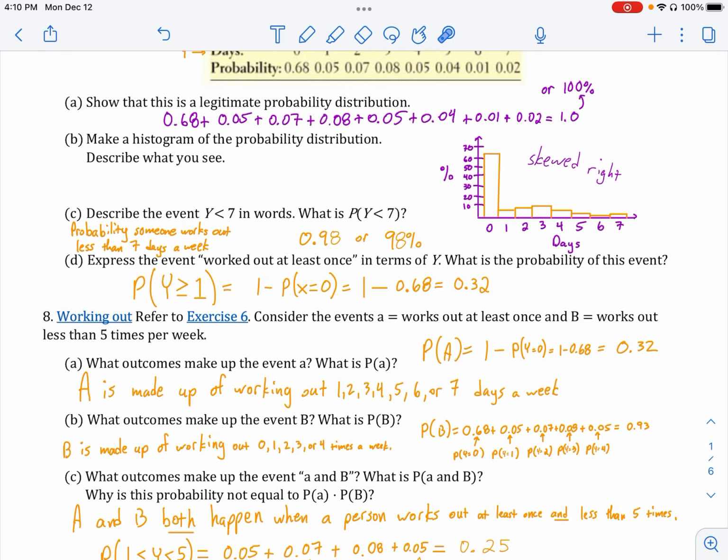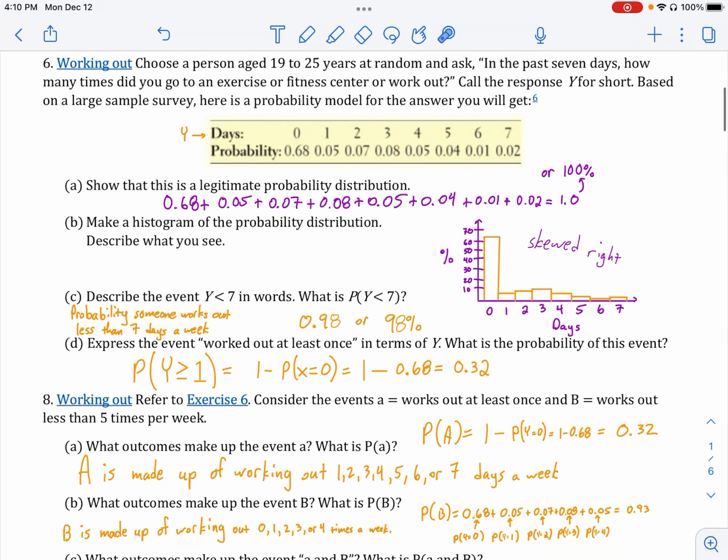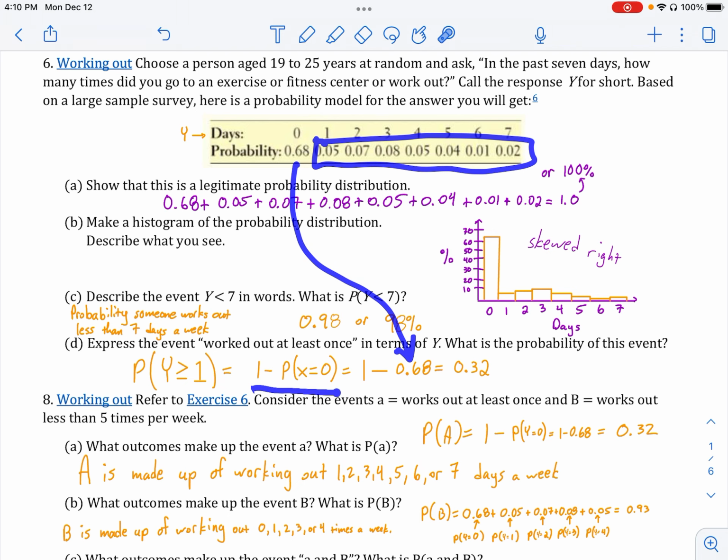D, working out at least once. Here's the notation. At least is greater than or equal to. So Y, again, Y is the number of days. It has to be at least 1. So that would mean like 1, 2, 3, 4, 5, 6, or 7. So it's all of these, okay? But what I chose to do, and you can see, is I just did 1 minus what I don't want. I did 1 minus the probability of 0 days. So you get 32%.